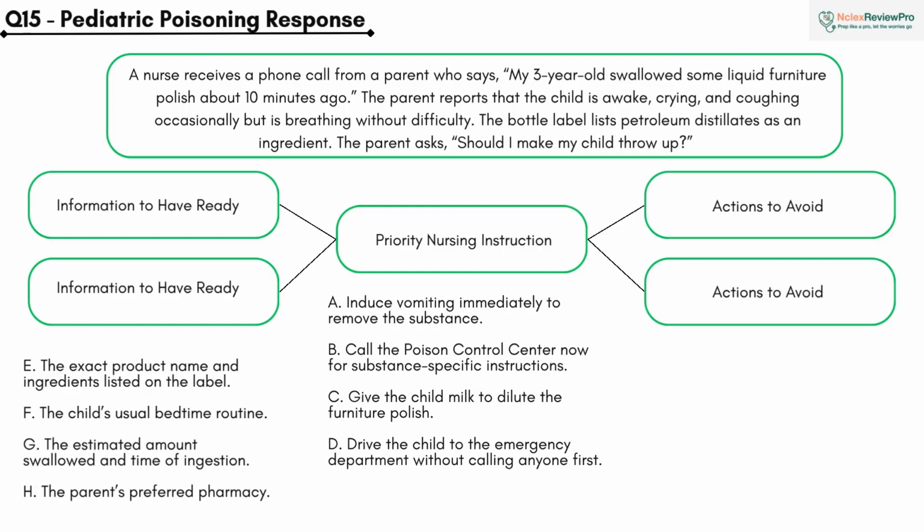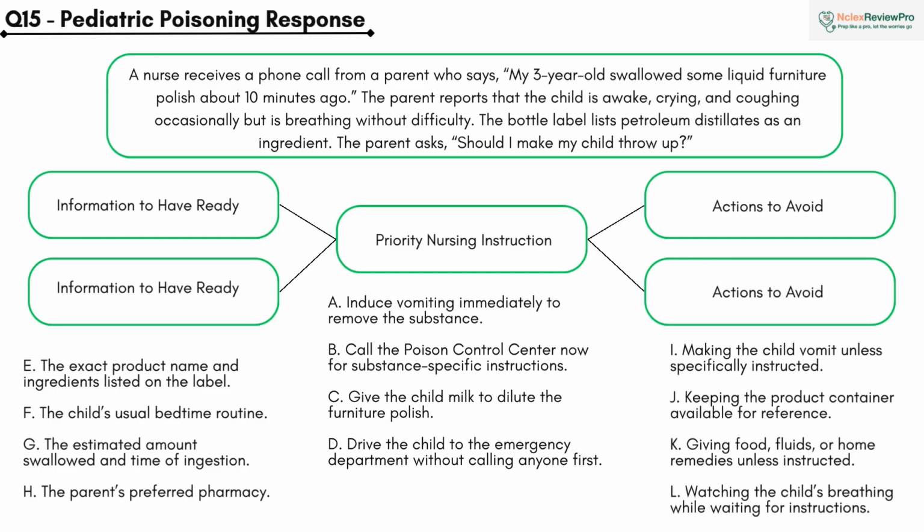For information to have ready, the options are: Option E, the exact product name and ingredients listed on the label. Option F, the child's usual bedtime routine. Option G, the estimated amount swallowed and time of ingestion. Option H, the parent's preferred pharmacy.